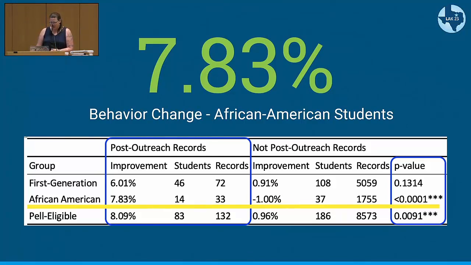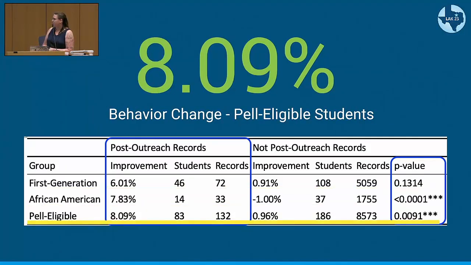The other group that we saw a strong significant change with was the Pell eligible students. Pell eligibility is used in the US as sort of a broad measure of financial need. So these are students who might be unable to attend school if it weren't for grants and scholarships. And we saw a very good, and again, significant difference for them in terms of their immediate behavior.